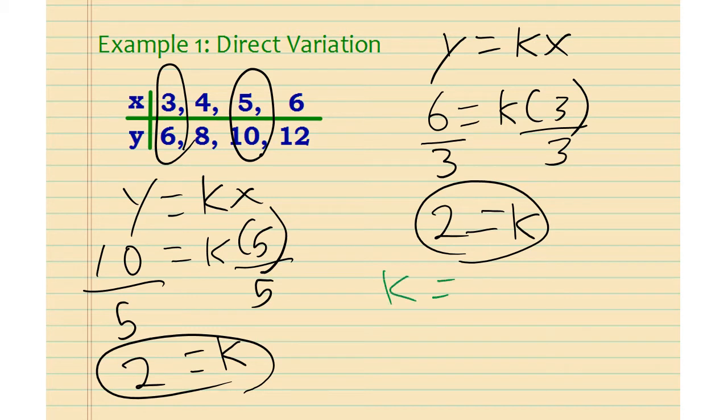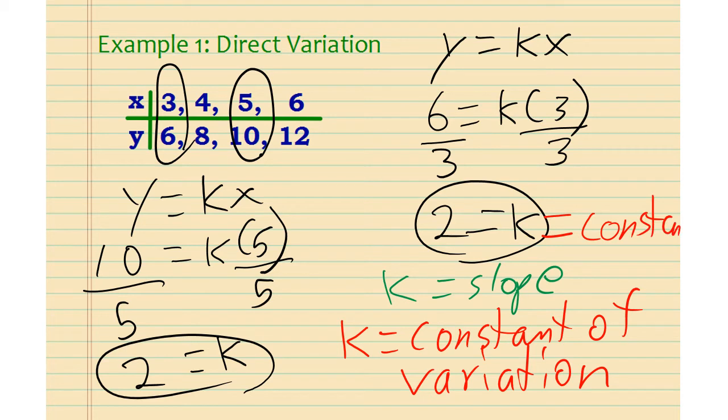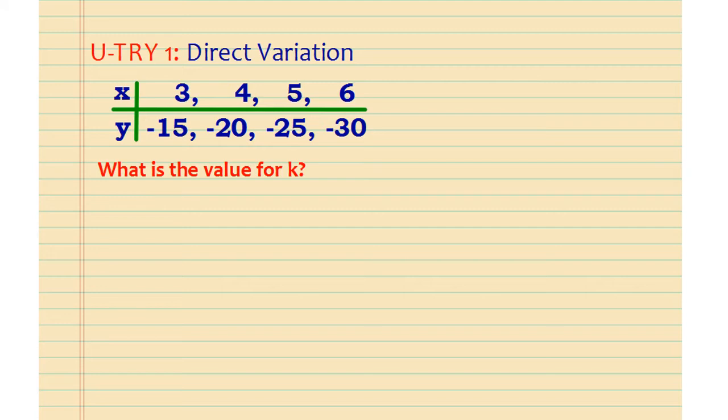That means k is the slope, or in direct variation terms, k is the constant of variation. And in this case, the constant of variation is 2. Okay, figure out the value for k. K is going to be the constant of variation.